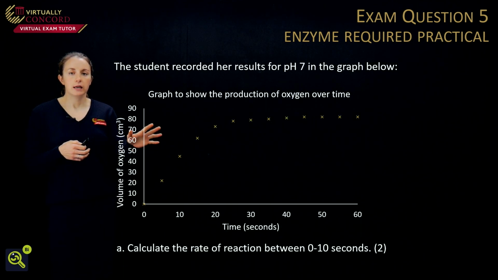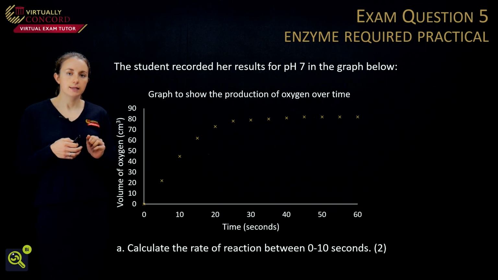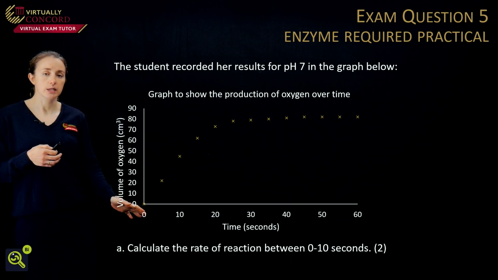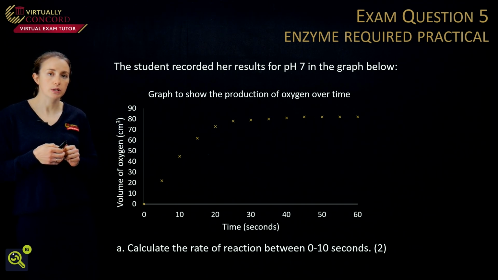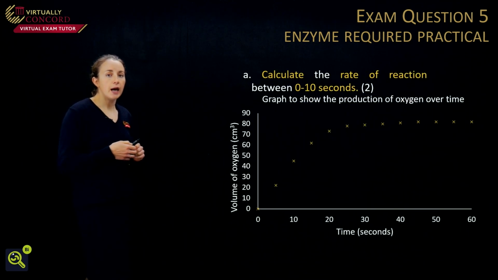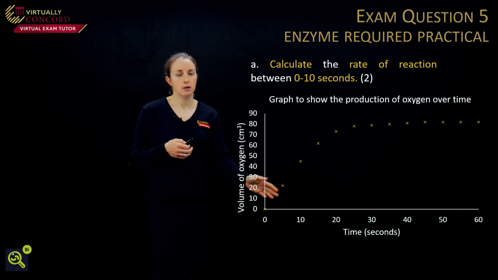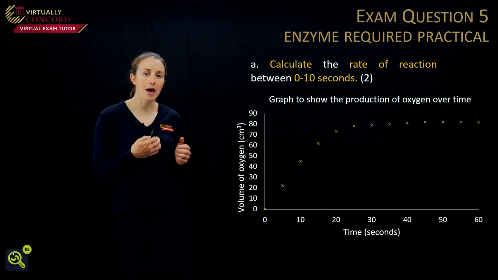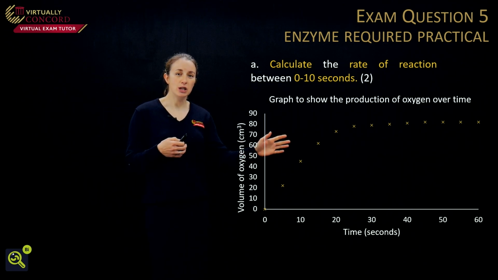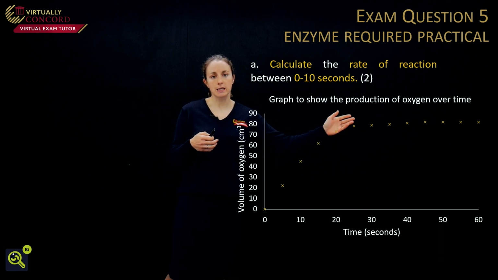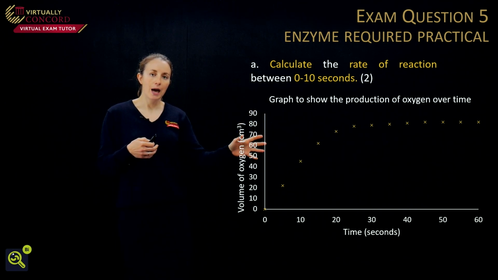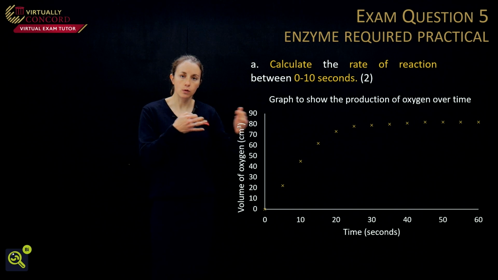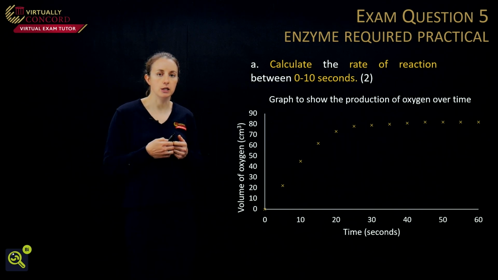So if we have a look at the data, you're given the graph of her data, and the first part of the question is to calculate the rate of reaction between 0 and 10 seconds. And the reason we're interested in that first part of the graph is because that is the initial rate of reaction, and that's what we want to compare between our different pH values. And it's really important because you don't want to look at the part of the graph later on where things are slowing down. You want to be able to compare the fastest rate of reaction for all of your different pH values. So that's the bit that she's interested in.